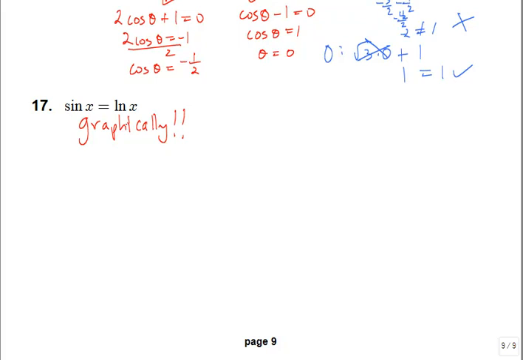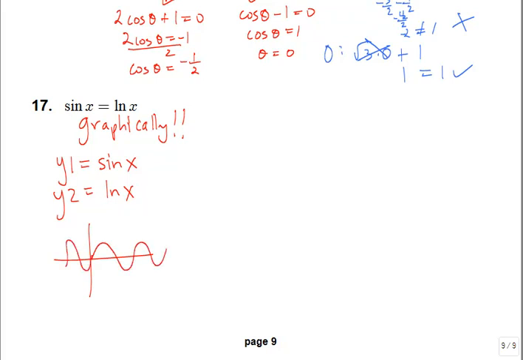Now you have two choices for how to do this graphically. One option is to let your y1 be the left side of the equation, sine x, and let y2 be the right side of your equation, that ln of x. Then you would graph these simultaneously. So this would look something like this for sine, and then ln of x looks something like this. And you'd be looking for this intersection point.